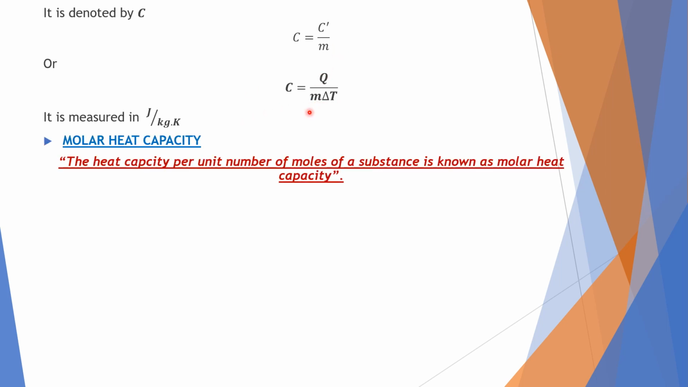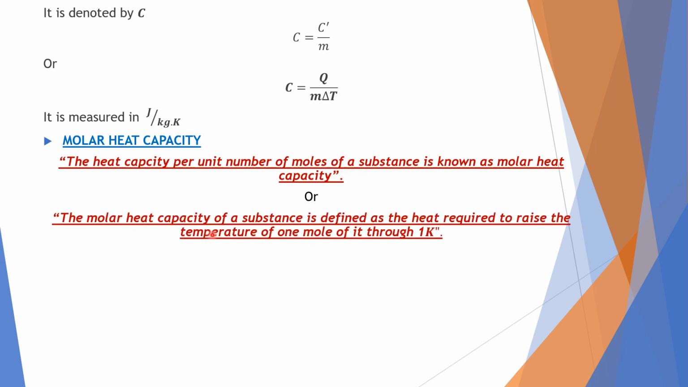Now if we talk about molar heat capacity, it is the heat capacity per unit number of moles of a substance. Or we can say that the molar heat capacity of a substance is defined as the heat required to raise the temperature of 1 mole of it through 1 Kelvin. It is denoted by C, and C is equal to C prime upon n according to the definition, or C is equal to Q upon n delta T. It is measured in joules per mole Kelvin.